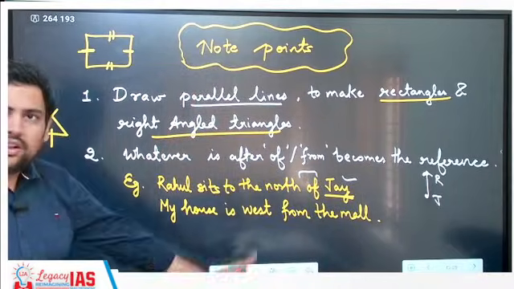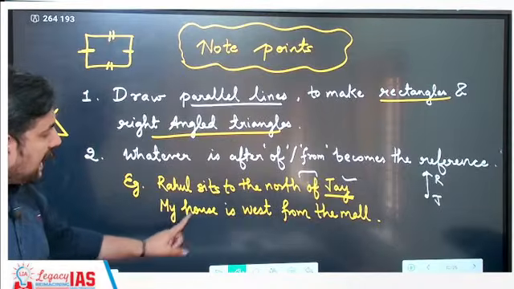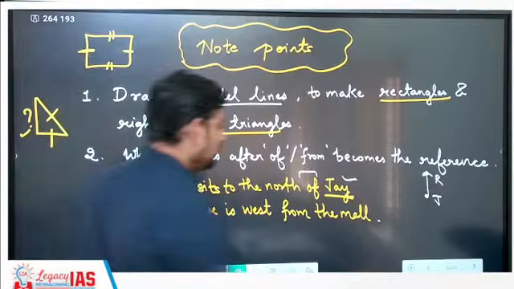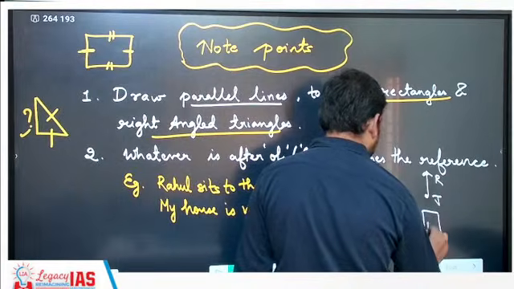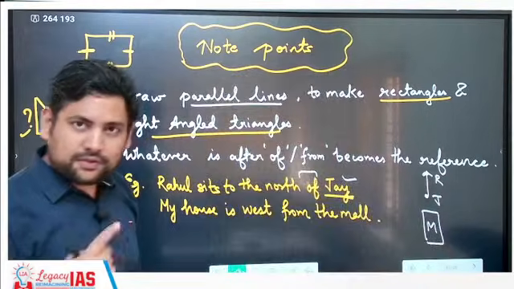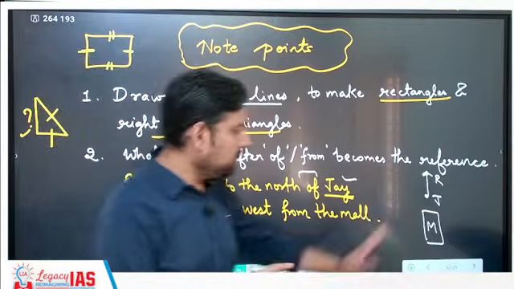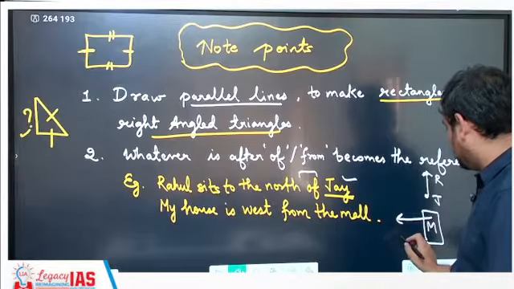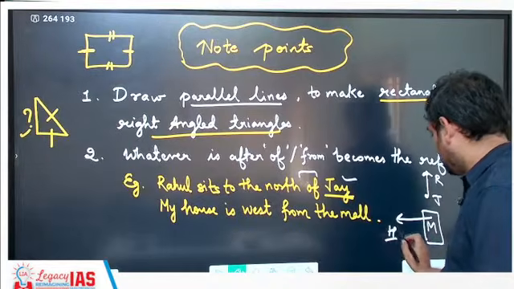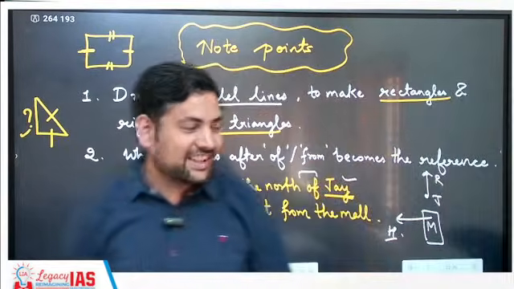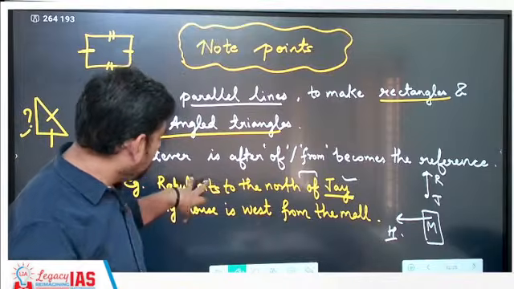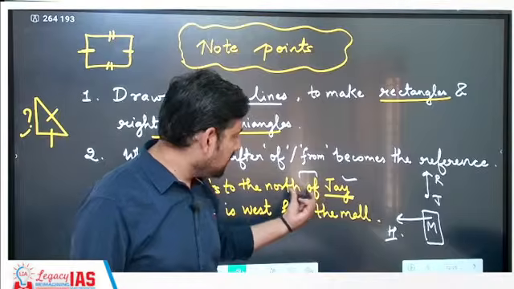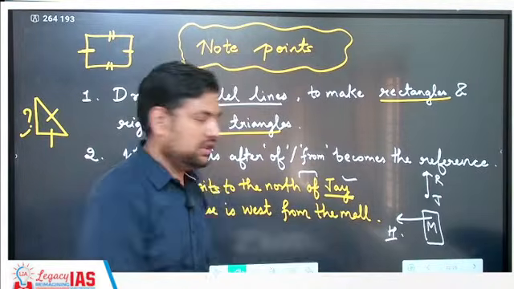Similarly for "from" also. So my house is west from the mall. West from the mall. So first, this is the mall, correct? From the mall it is west. So I will look from the perspective of the mall, and this is west. So here will be my house. So what do I draw first? Ram may be written first, but I always draw whatever is written after "of" or "from" first.